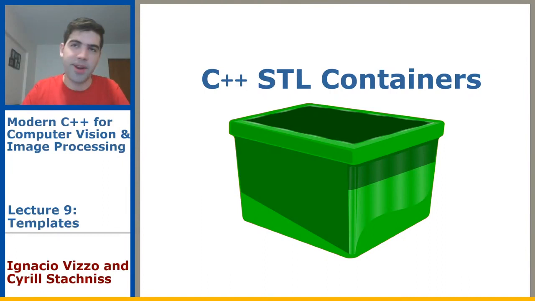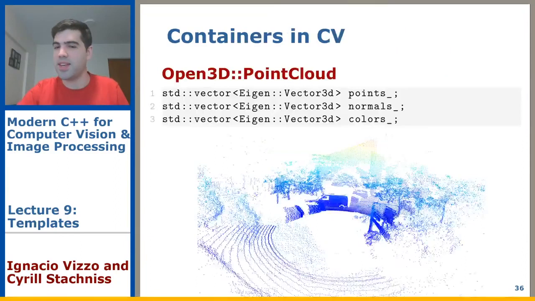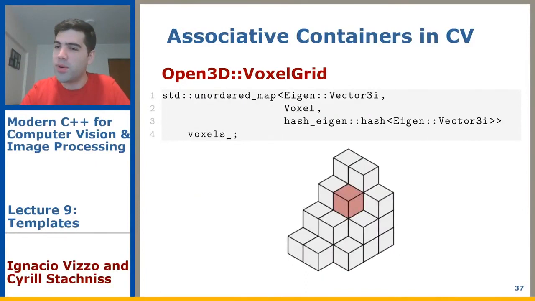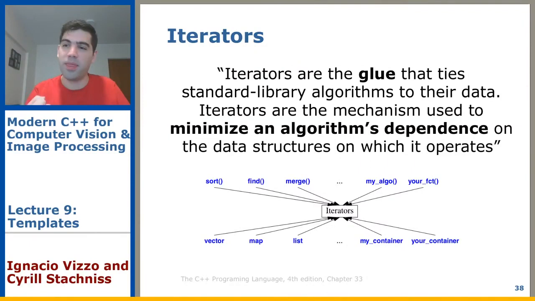Also, we discussed the difference between the static and the dynamic world. We saw who is using containers in our community. My video is completely lagging. I hope you're seeing this. And also we saw iterators, how to decouple the algorithm implementation from the data. This is basically using iterators. So this is also a type of generic programming.